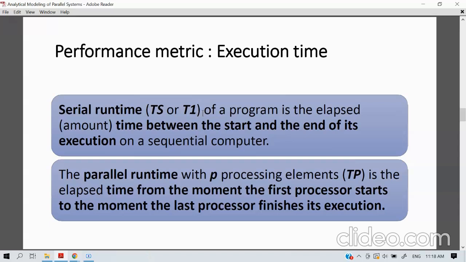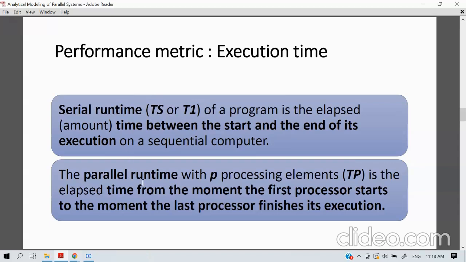So how do we measure the serial runtime? We need to measure the amount of time between the start and the end of its execution on a sequential computer. So from start until the end. That one we call serial runtime, also represented as TS.